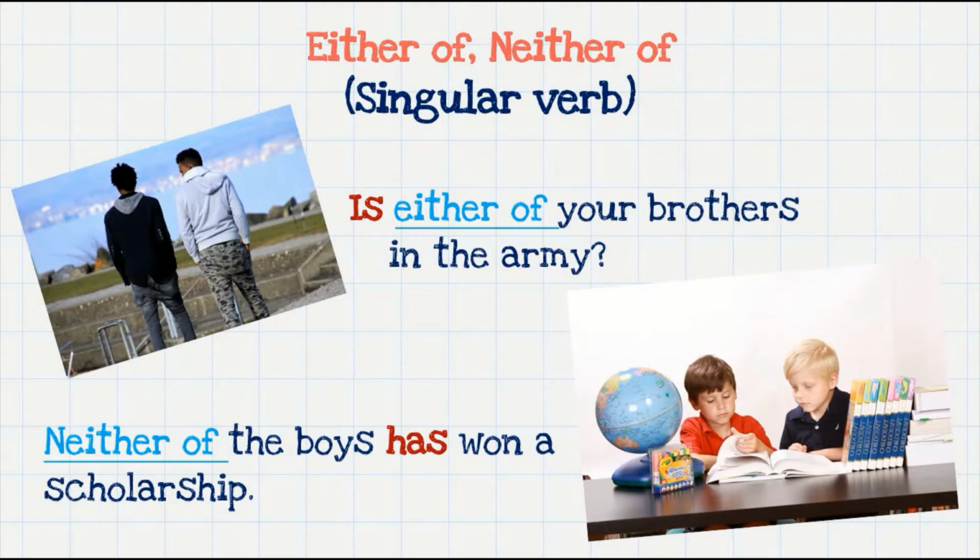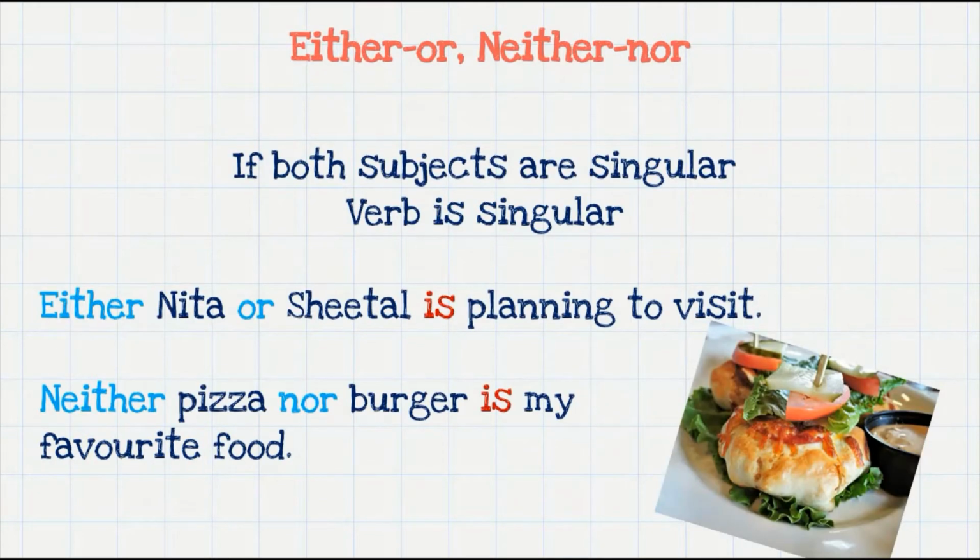Either of means one of the two, and neither of means none of the two. So neither boy one nor boy two, either boy one or boy two. Therefore, they take on a singular verb too. So, is either of your brothers in the army? Neither of the boys has won a scholarship. So, just because you see the word boys or brothers does not mean it takes on a plural verb. So, look at the word either of, neither of, because it means one of the two or none of the two.